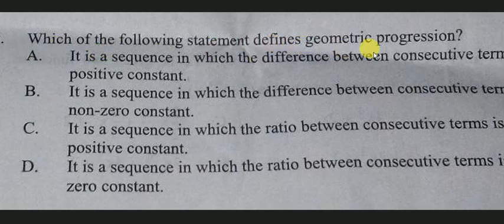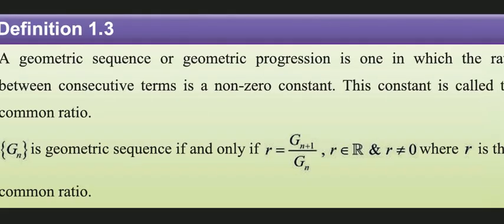Problem number 46. Which of the following statements defines geometric progression? In order to answer this problem, simply we have to remember the definition given in the student's textbook, grade 12, I think. Here is the definition. A geometric sequence, also called geometric progression, is one in which the ratio between consecutive terms is a non-zero constant.